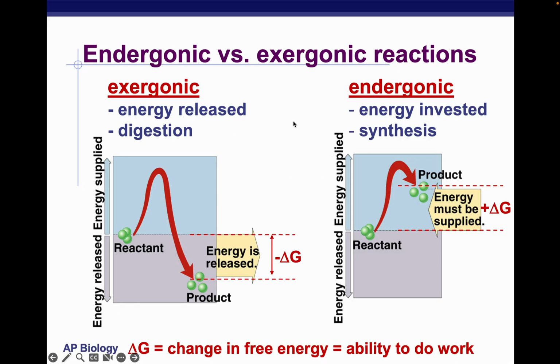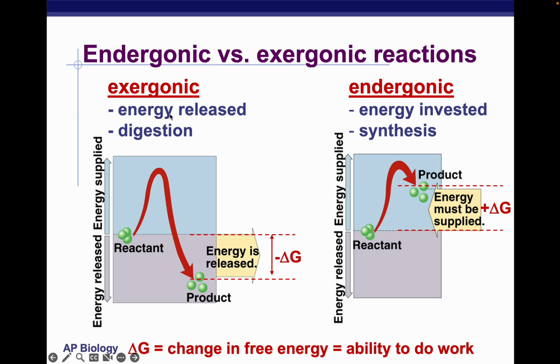So over here we have our two types of reactions, and as we can see, delta G is the difference of free energy, which is basically the difference between where the energy starts and where it ends. For exergonic, there's a negative delta G, while for endergonic, there's a positive delta G.